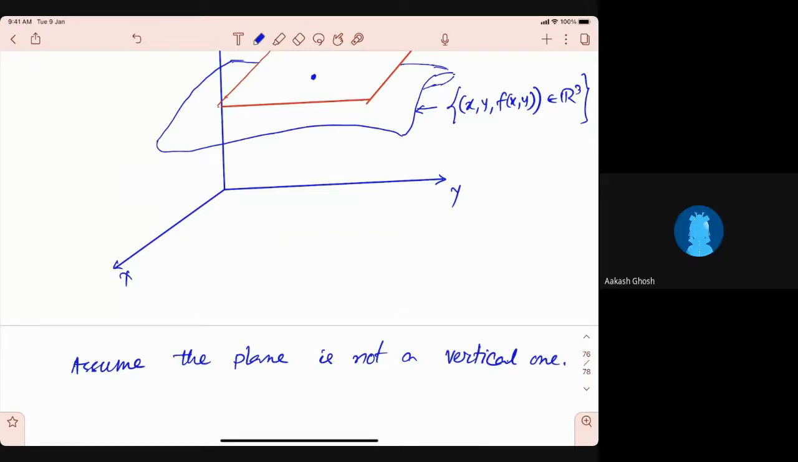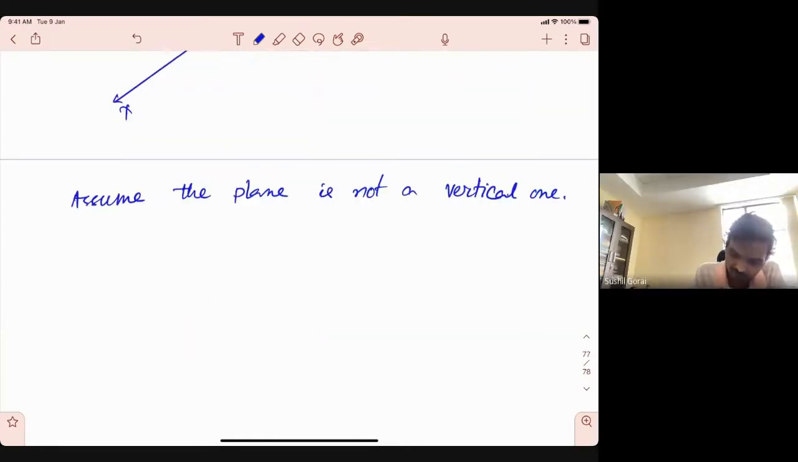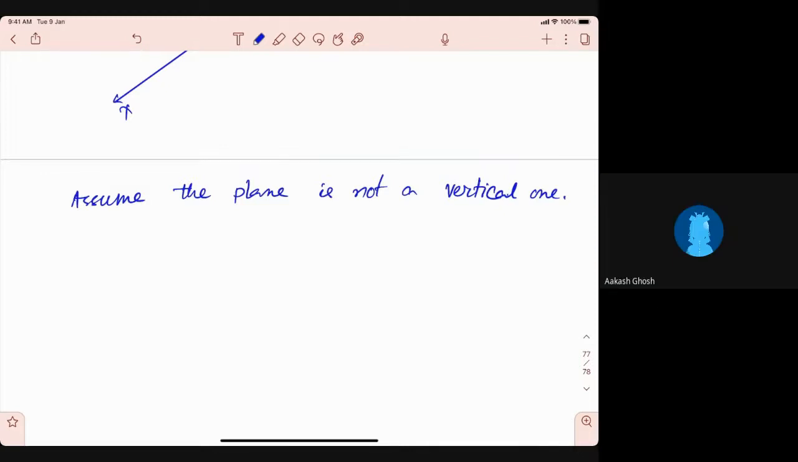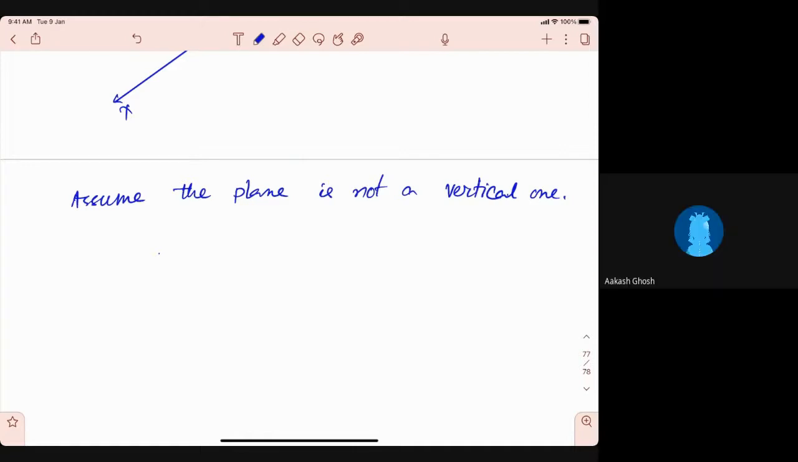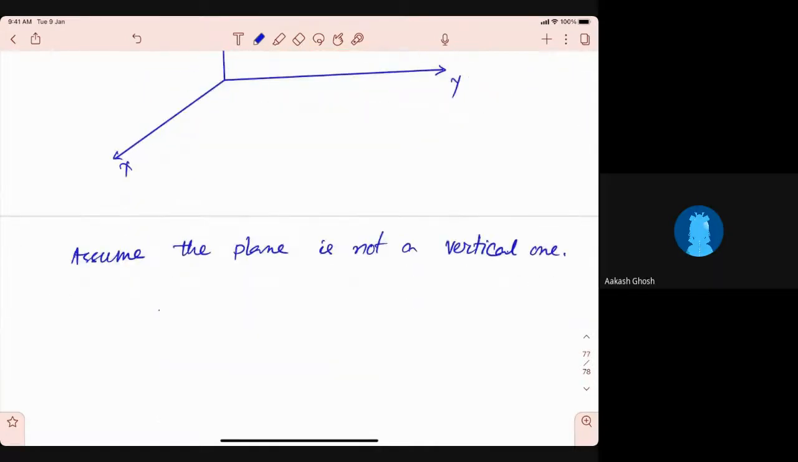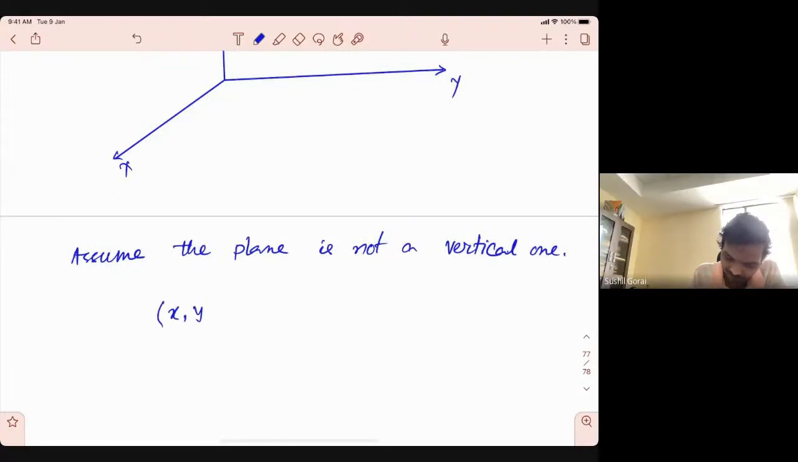X minus a dot v is 0, where v is the normal to the plane and a is some point on the plane. X minus a dot v equals 0. What is x? X is any point on the plane. So x means xyz. Minus a, which is a1, a2, a3, let's say a, b, c.